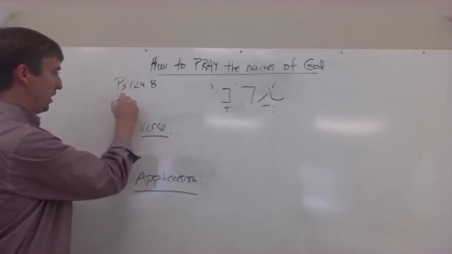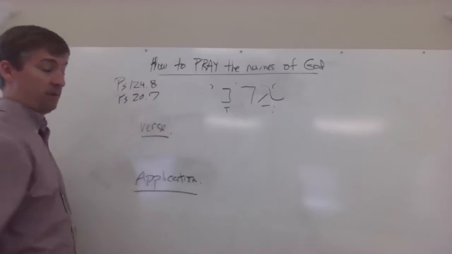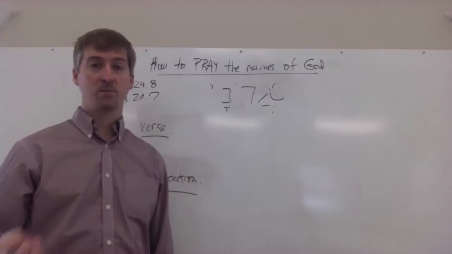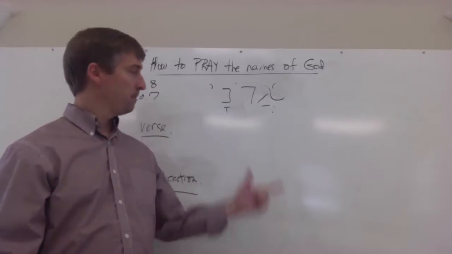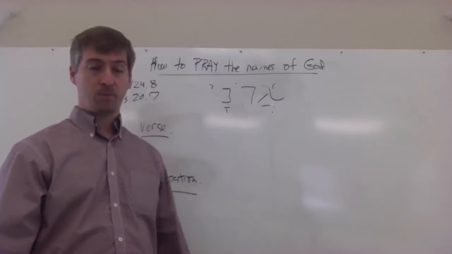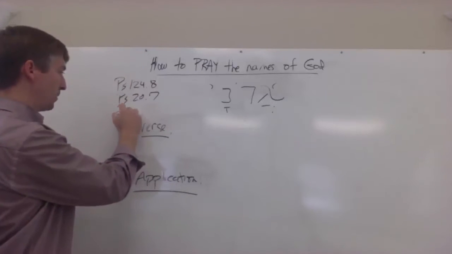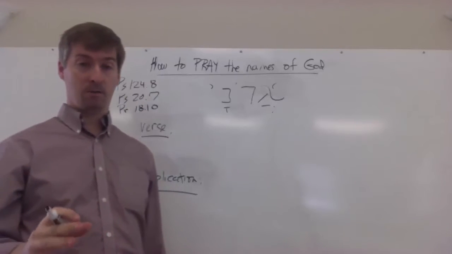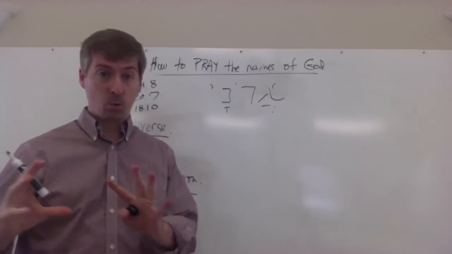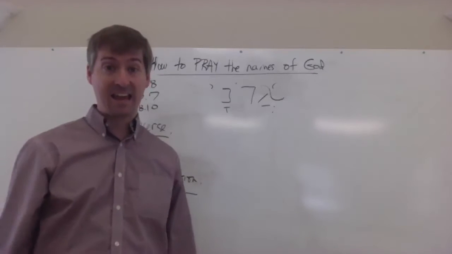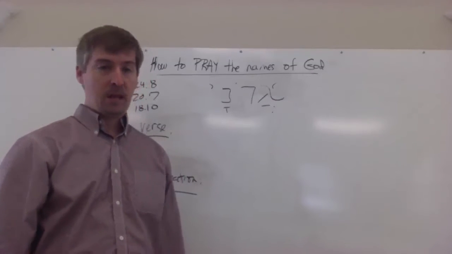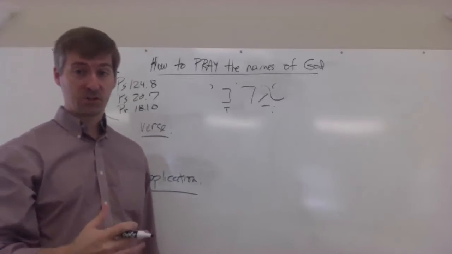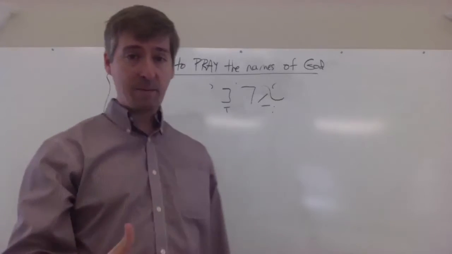Another one is Psalm 20, verse 7. It says, "Some trust in horses, others trust in chariots, but we will trust in the name of the Lord our God." And then the last one is Proverbs 18:10. It says, "The name of the Lord is a strong tower. The righteous run to the name, and they are safe." These three verses really help us frame and understand the name of God and how to pray the name of God.